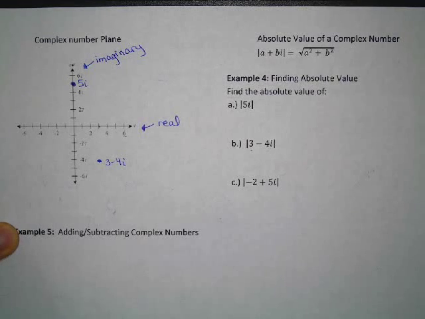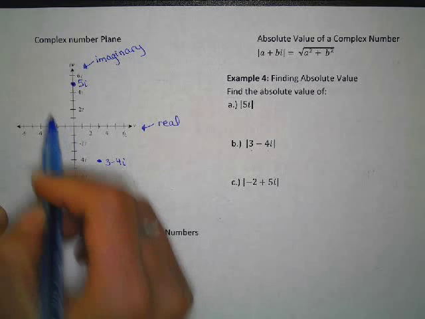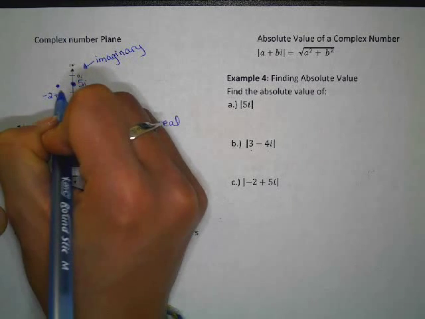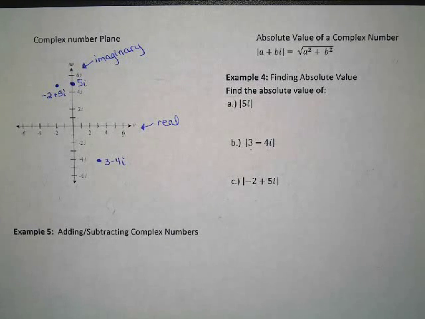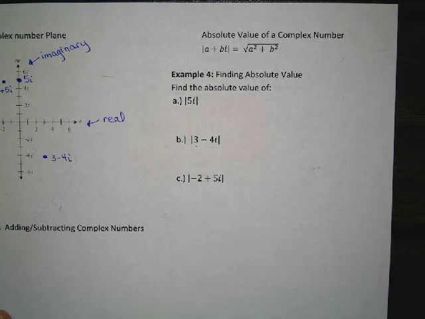And the last one is negative 2 plus 5i, so we'll go to negative 2 on the real axis and then up 5 on the imaginary. So that's how you graph complex numbers. Now we'll focus on the absolute value part here.